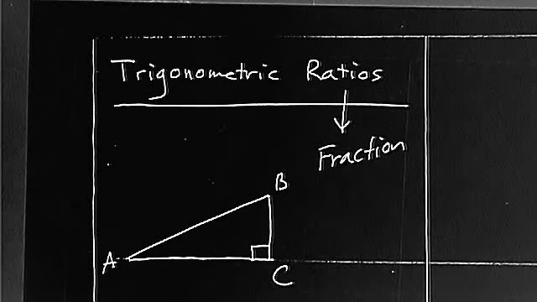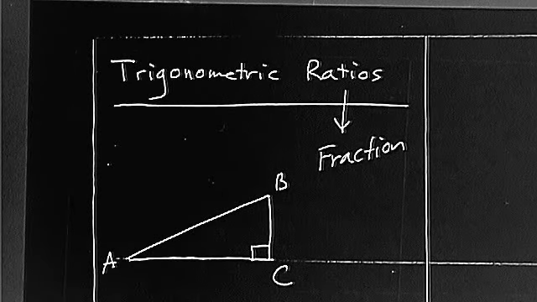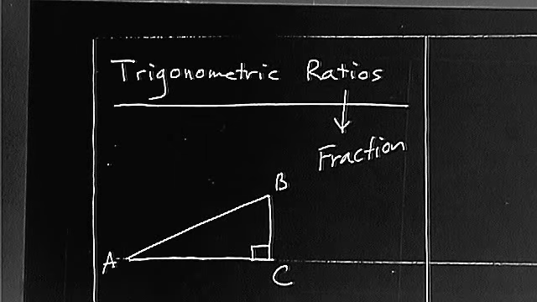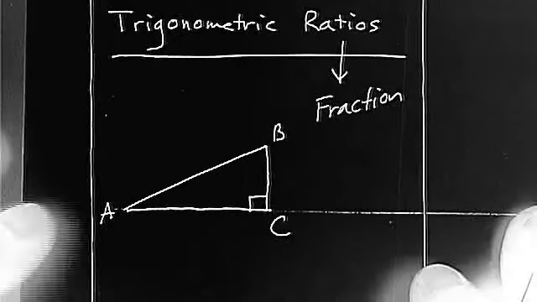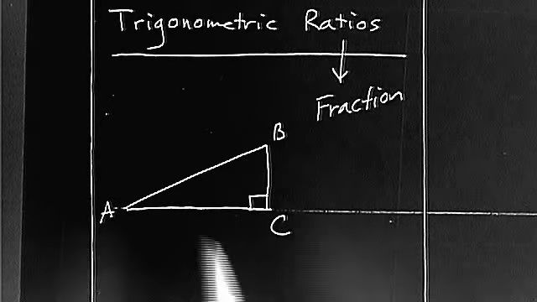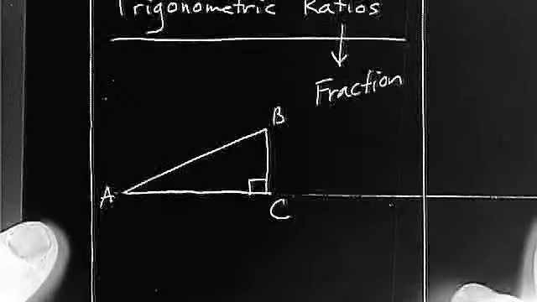All right, we're talking today about trig ratios. That's the abbreviation for trigonometric ratios. Remember that a ratio is simply a fraction. That's all you're dealing with. If we have a right triangle, doesn't matter what it really looks like, we can talk about these relationships between the sides and the angles.